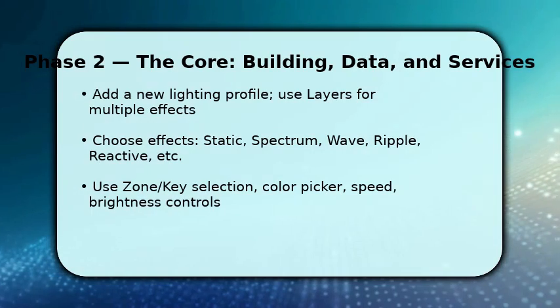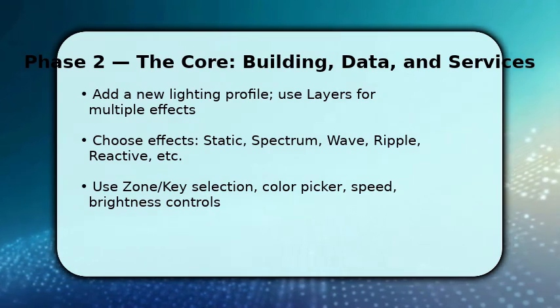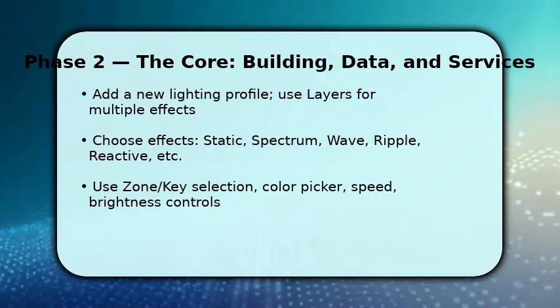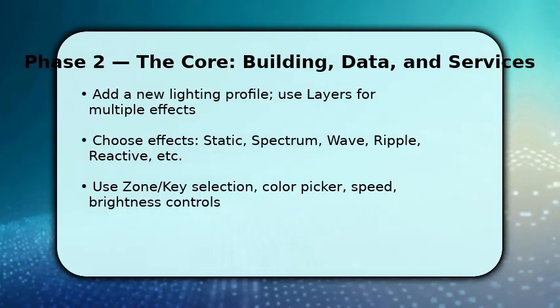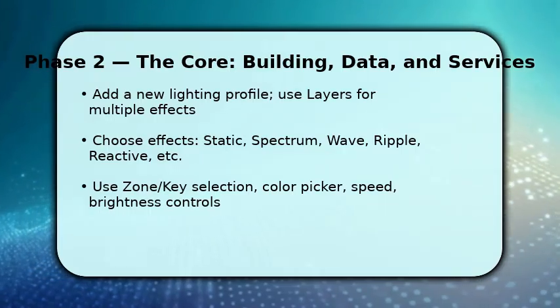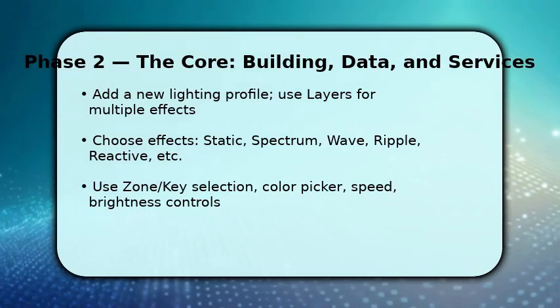You'll now build lighting with layers. Think of each layer as a separate paint sheet. Add a layer, select its effect, then choose keys or zones. This isolates changes. For complex looks, stack a static layer under a wave or reactive layer so one provides background while the other adds motion.